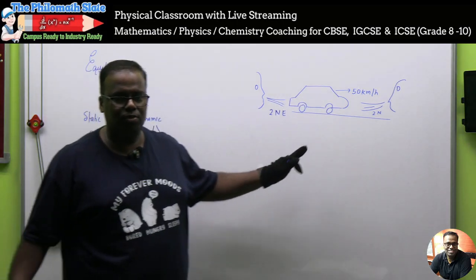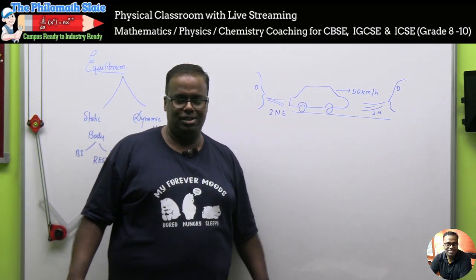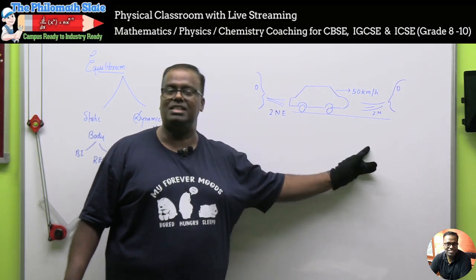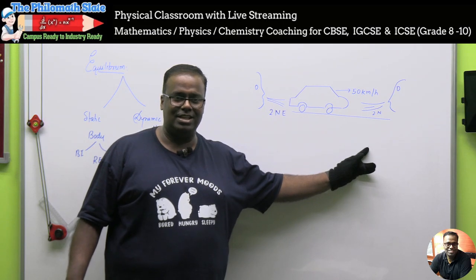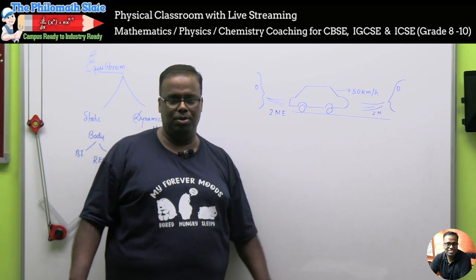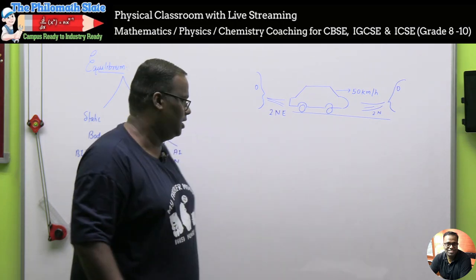What is the condition of the car? Car still remains to go at 50 kilometers per hour only. Are additional forces acting on it? Yes. Are they balanced? Yes. Is there a change in the motion of the car? No. Car is in dynamic equilibrium. Have you understood? One more good example. You will enjoy this even more.